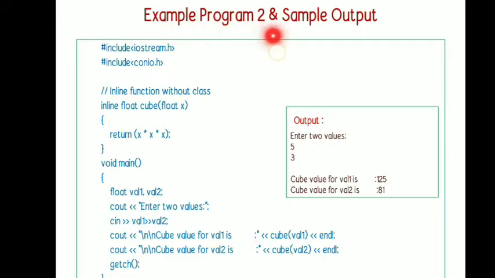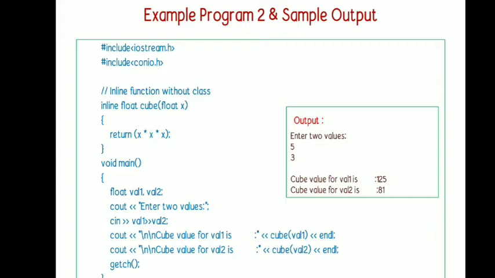Our second example program of inline function. Here we have defined the function cube as an inline function. The keyword inline says that the cube function is an inline function. It returns a float value and it uses argument x of float type. The function is defined as x into x into x. So when we use this cube function within our program, it replaces the call as val1 into val1 into val1. Similarly, the second call is replaced with val2 into val2 into val2.